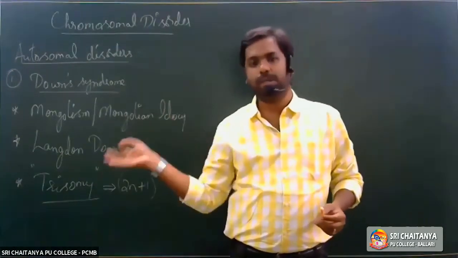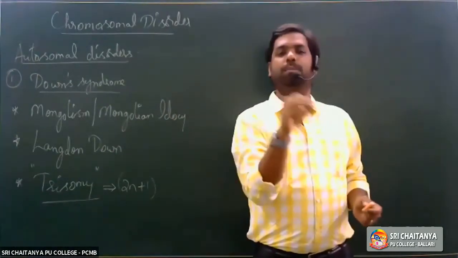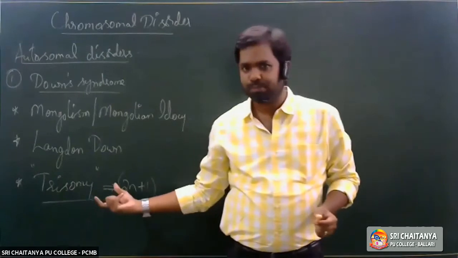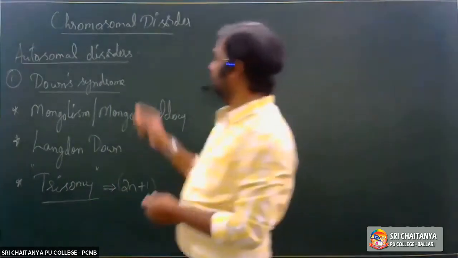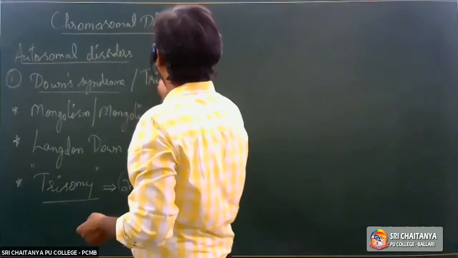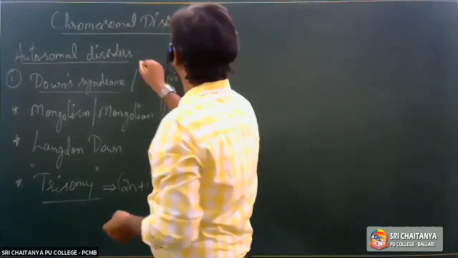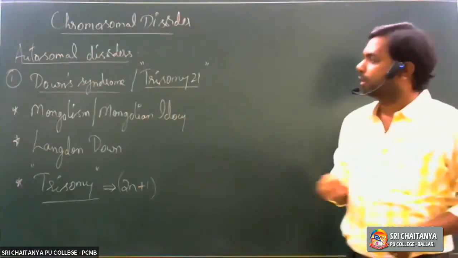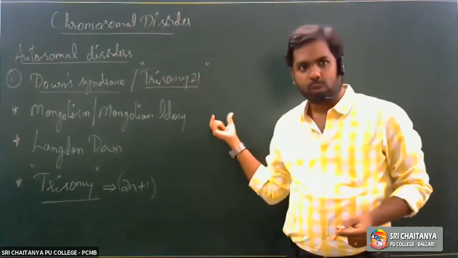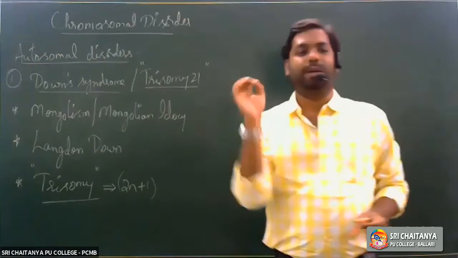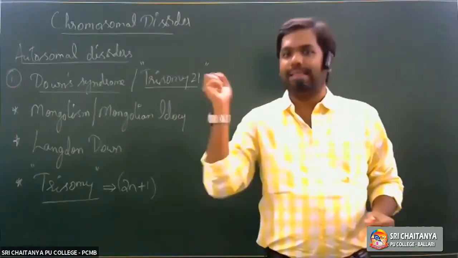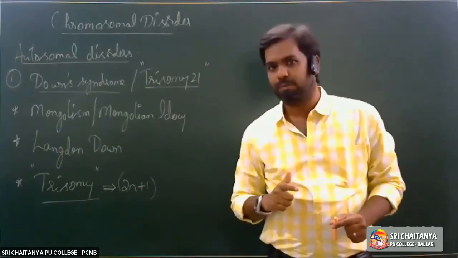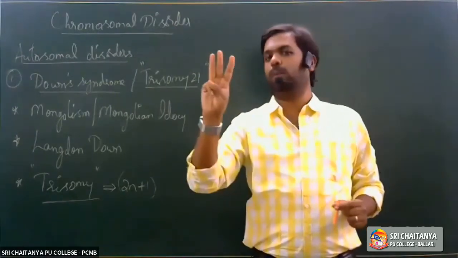Trisomy means there is one additional chromosome present in the autosomes, so we start referring to it as trisomy. Where exactly is the trisomy seen? It is usually seen in the 21st pair of autosomes. Therefore, Down syndrome is also referred to as trisomy 21. So what does this mean? In the 21st pair of autosomes, there is one additional 21st chromosome present. So in the 21st pair of autosomes, there are 3 chromosomes present.